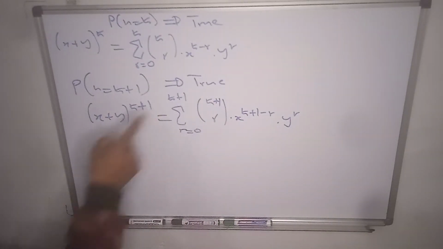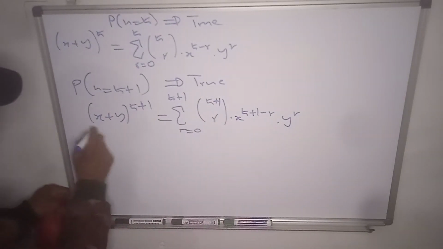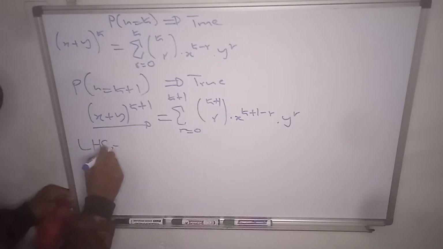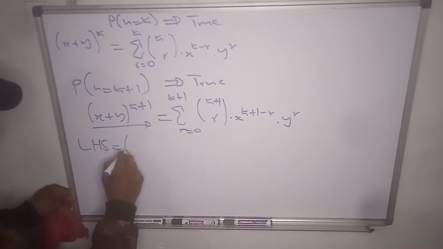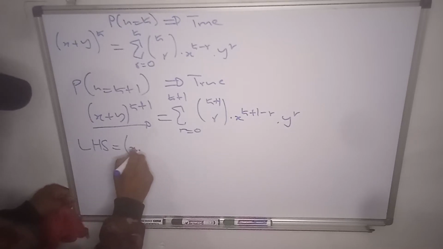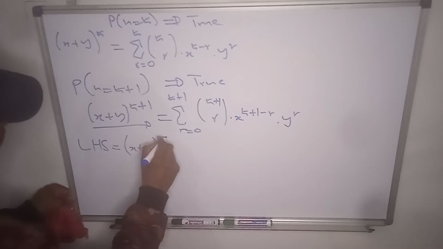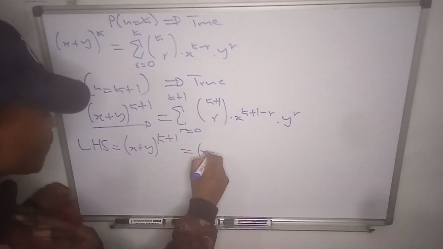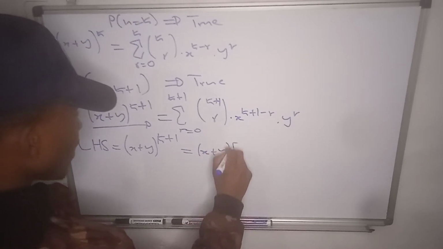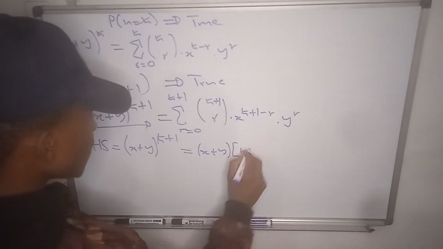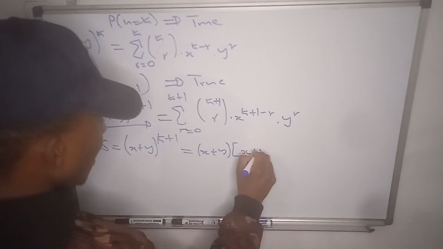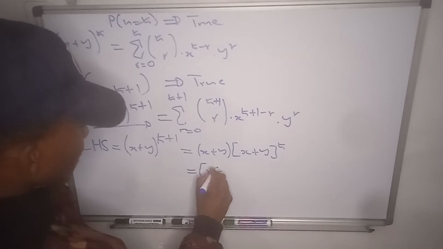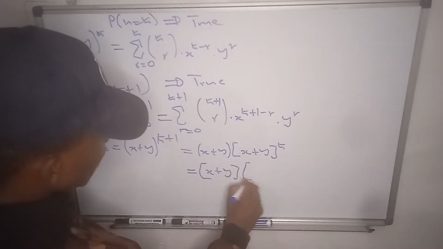So then, if this is true, we have to prove it using this part. We are going to say our LHS, or left hand side, is going to be (x + y)^(k+1). This can be written as (x + y) multiplied by (x + y)^k.